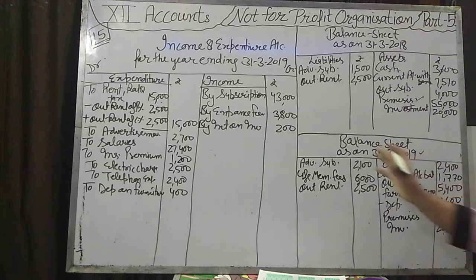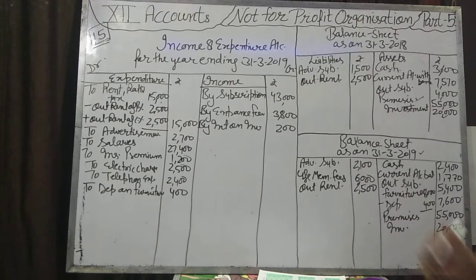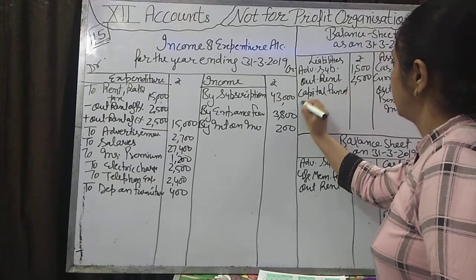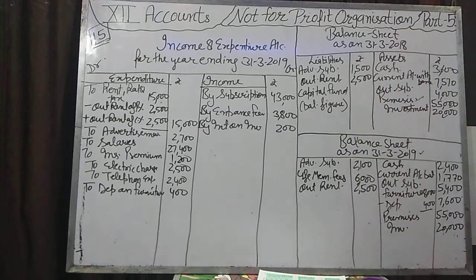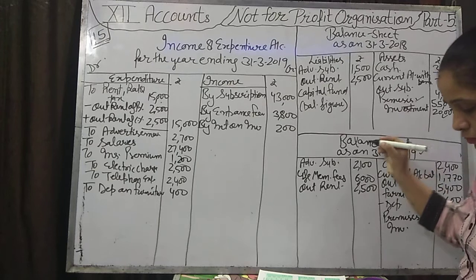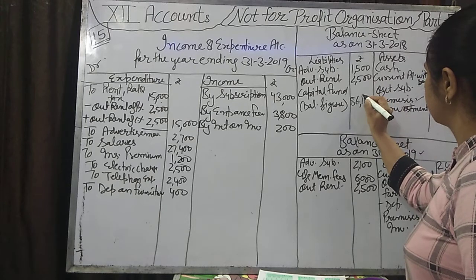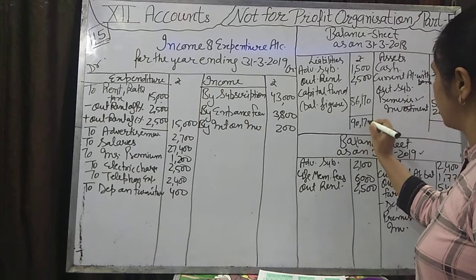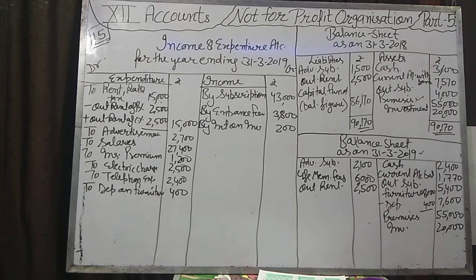We will do the calculation of these 3 accounts. First of all, in the opening balance sheet, we will find out the difference of assets and liabilities. That is known as capital fund. It is a balancing figure. Balancing figure means difference of assets and liabilities. It will come 86,170. Okay, this is the difference, and total will come 90,170. This is the opening balance sheet.